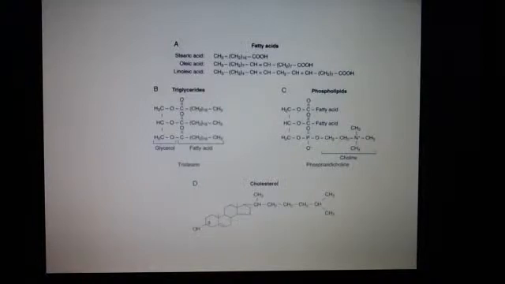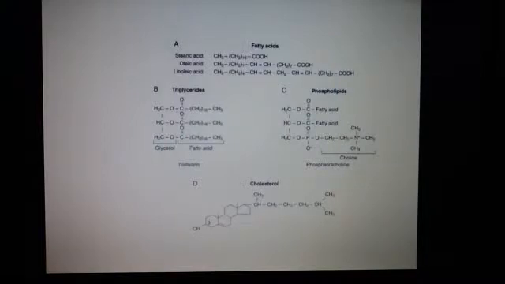Okay, we're going to be looking at classes of lipids: triglycerides, phospholipids, and cholesterol, and we're going to just explain some of the basics. So first off, we should know about the fatty acids.